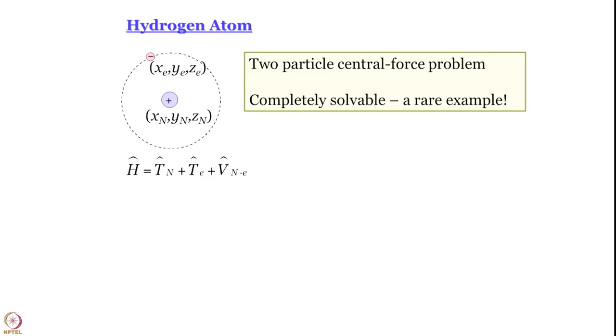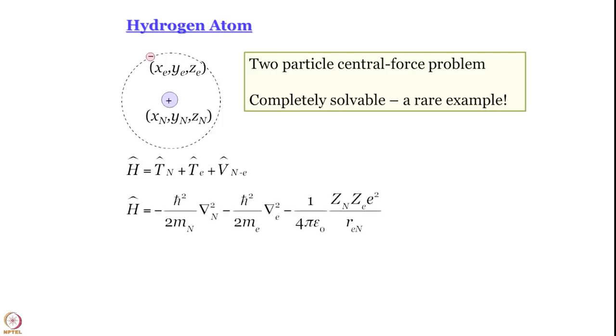Let us try to write the Hamiltonian in the simplest possible form. The Hamiltonian, of course, would have three terms. First is the kinetic energy operator for the nucleus. Second, the kinetic energy operator for the electron. And finally, the potential energy between the nucleus and the electron. That is what your Hamiltonian would look like.